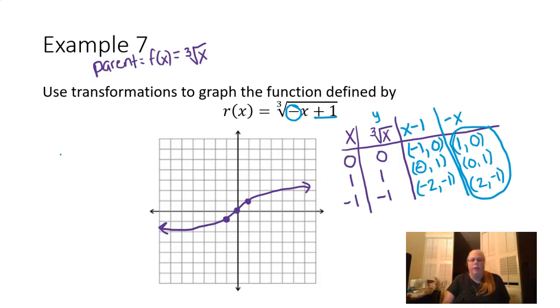So let's see. Positive 1, 0 is going to be right here. 0, positive 1 is going to be right here. And positive 2, negative 1 is going to be right here. Looks like my graph is going to do something like that right there. And there we have it.